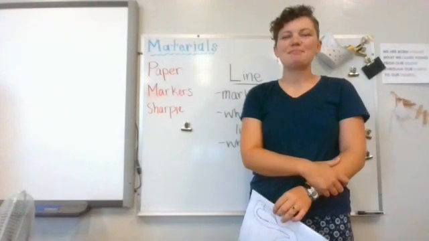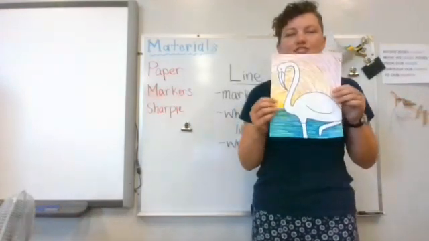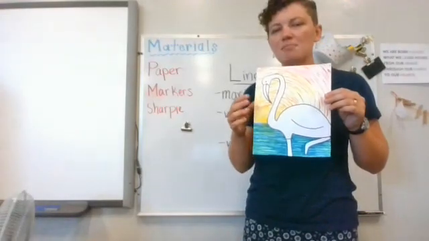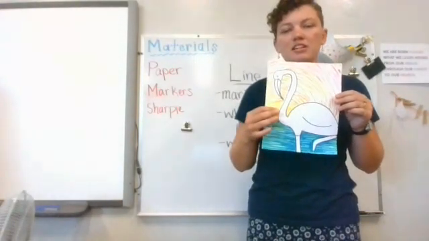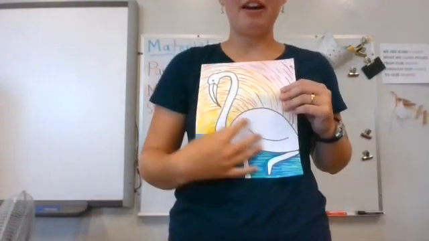Hi guys, it's Miss Pratt, and today we're going to learn about lines, and we're also going to learn how to draw a flamingo, which is a bird that's in Africa along with other places. We're going to talk a little bit about flamingos, and then we're going to use our lines to draw our flamingo, and then to decorate the background.